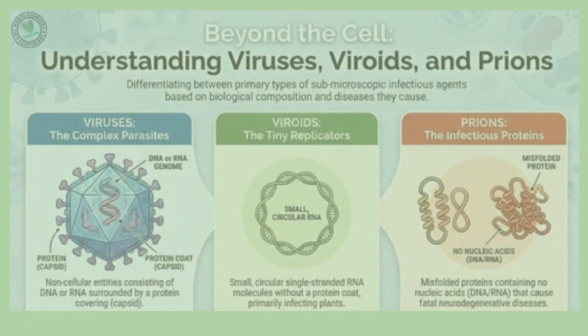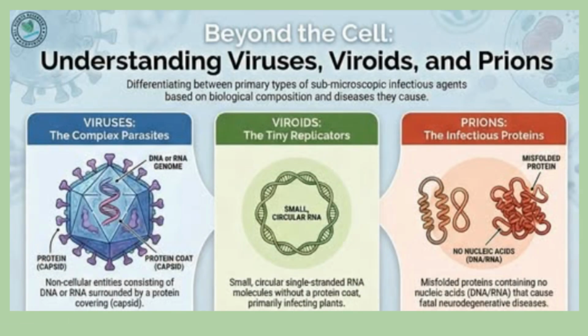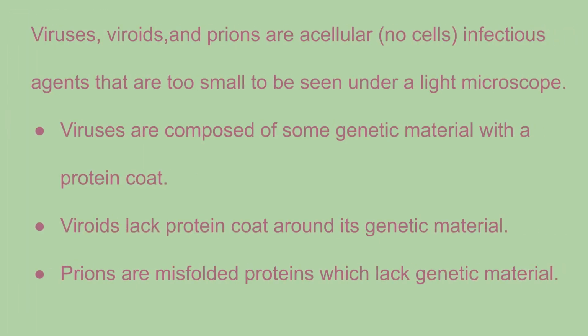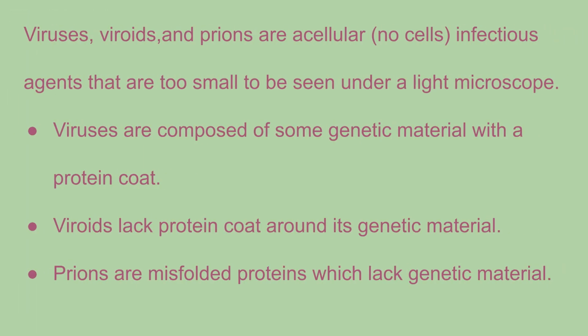Beyond the cell, we find viruses, viroids, and prions. They are infectious agents differentiated by their biological composition. Viruses, viroids, and prions are acellular infectious agents. Viruses have genetic material and a protein coat. Viroids lack a protein coat, and prions are misfolded proteins lacking genetic material.